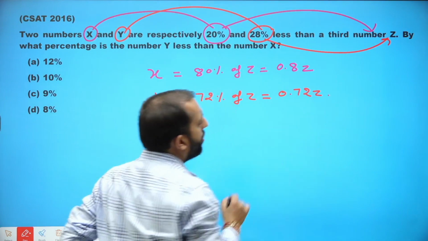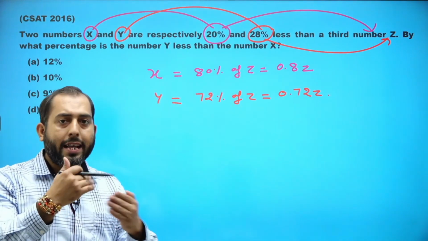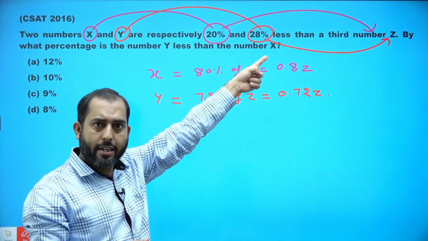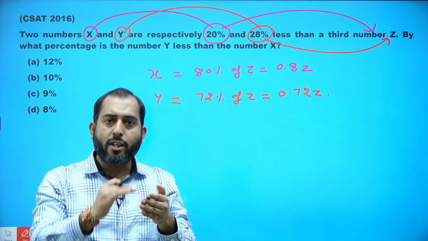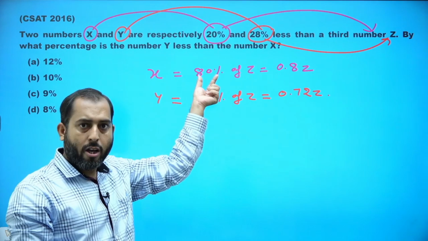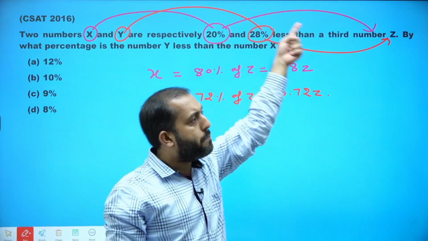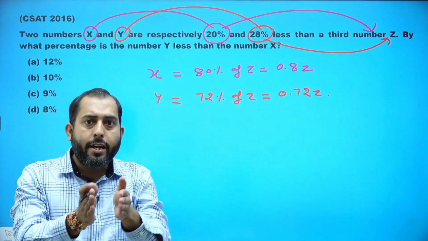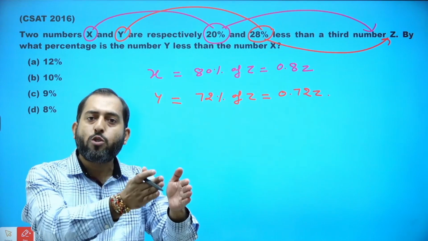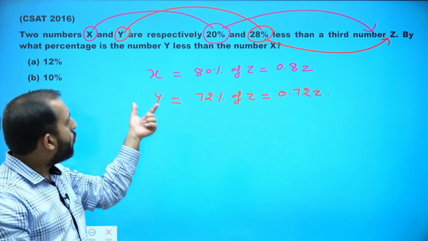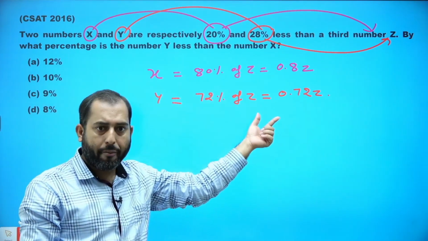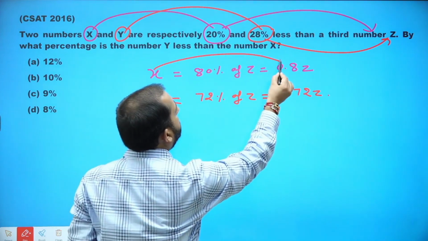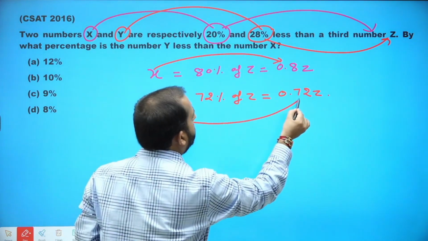0.72 z. See, whenever less than is written, over here 20% less than is written, so what you will do, 100 minus 20, which is 80. So this x will be 80% of z, and over here 28% less than is written, so 100 minus 28 is what, 72. So y will be 72% of z. So in this way we have calculated x in terms of z and y in terms of z.